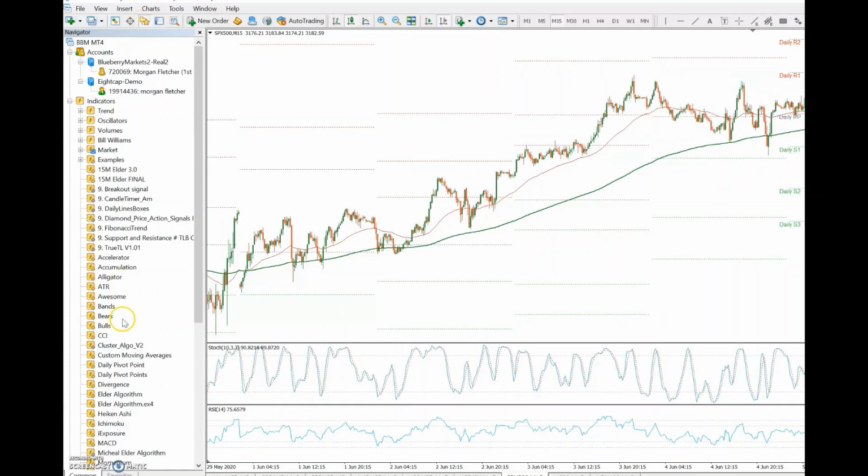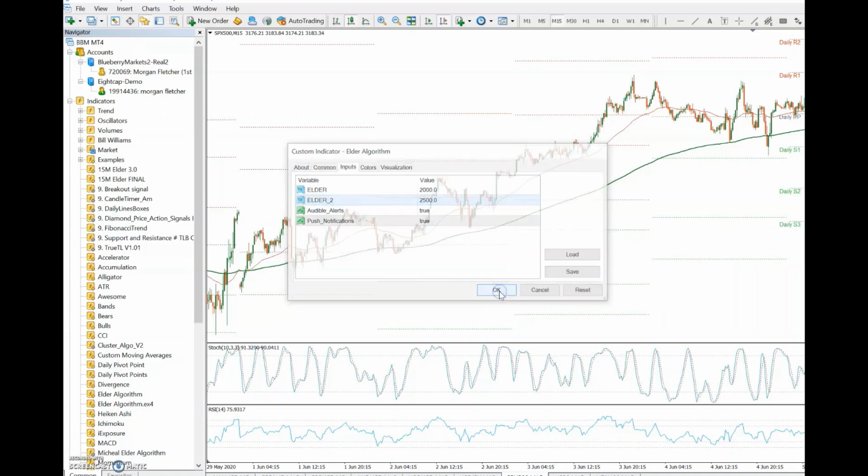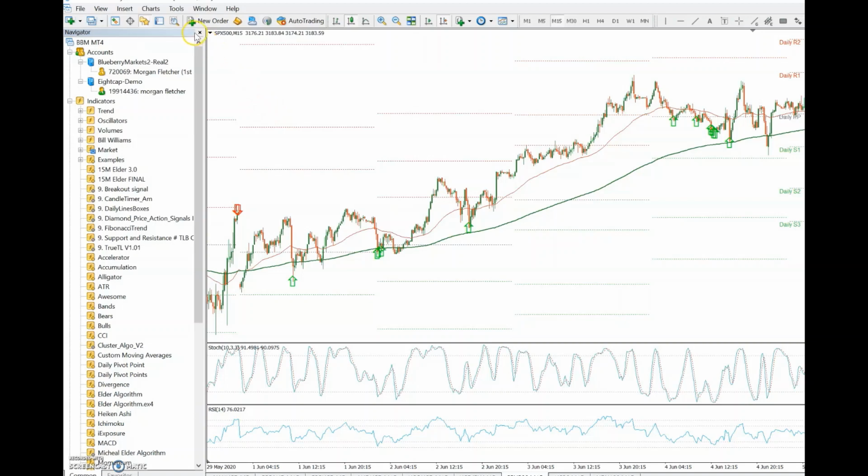And our final indicator is another custom indicator called the Elder algorithm. This is going to provide us with our entries. So we're just going to put the correct inputs in here. For the S&P 500, 2000 and 2500. Click OK. As you can see, signals start to appear.